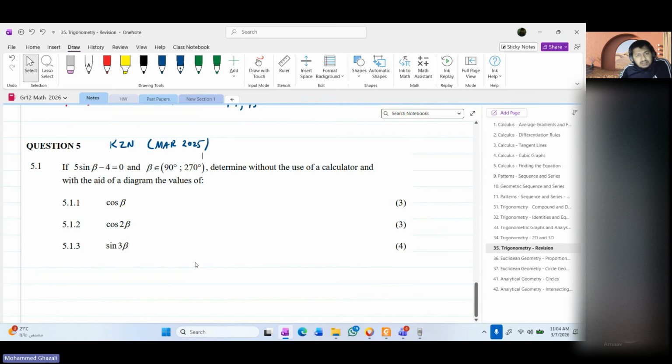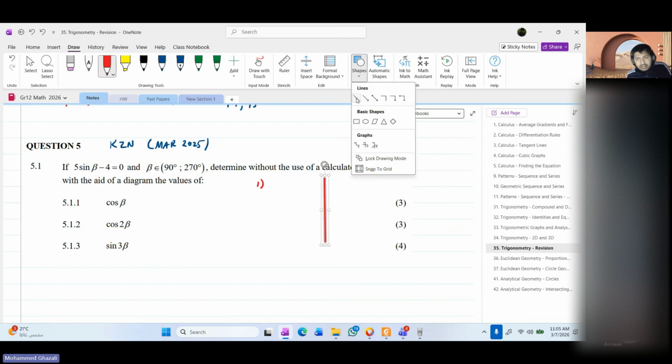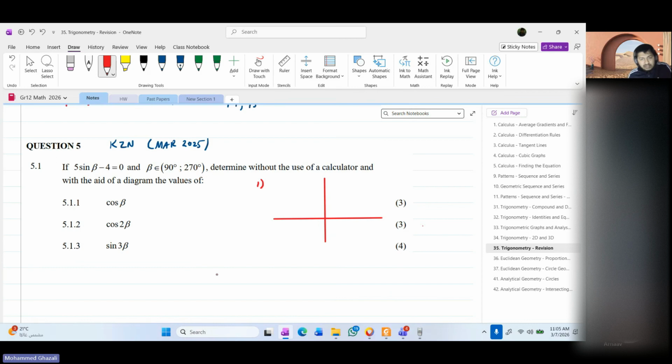If 5 sine beta minus 4 is equal to 0 and beta is between 90 and 270, obviously the first quadrant is eliminated. You have to put it in either the second, the third, or the fourth quadrant. Determine without the use of a calculator and with the aid of the diagram the value of cos beta. Obviously, you need to draw a diagram. Sine beta is equal to 4 over 5. You need to solve this equation. Always solve that equation.